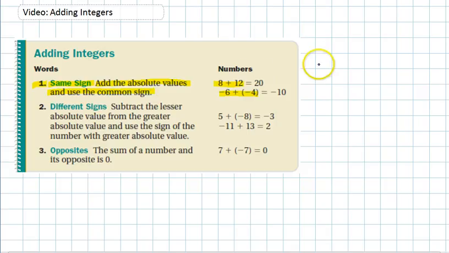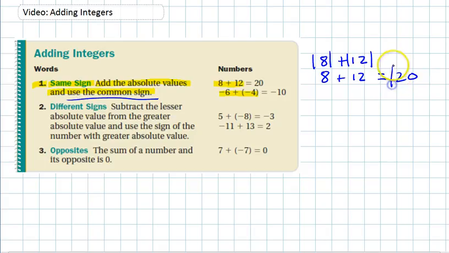If I have 8 plus 12, the absolute value of 8 and the absolute value of 12 is 8 and 12. If I add those, I get 20, and I need to use the common sign. Well, the common sign was positive, so my answer is 20, a positive 20.